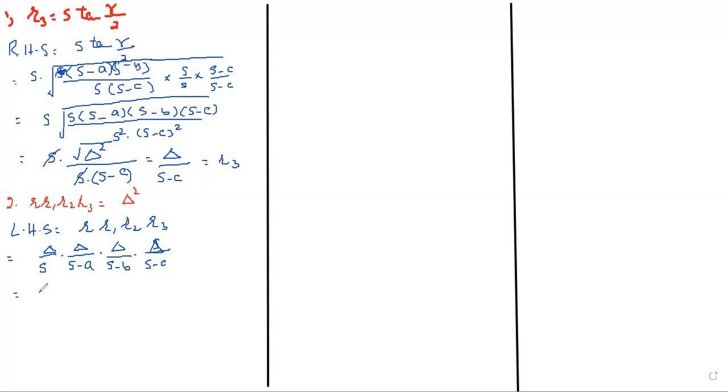So the numerator will be delta raised to power 4 over S minus A, S minus B, and S minus C. The numerator is delta 4 and the denominator is delta square. So we cut it, we get delta square, which equals the right-hand side. Hence proved. So come to question number 3.